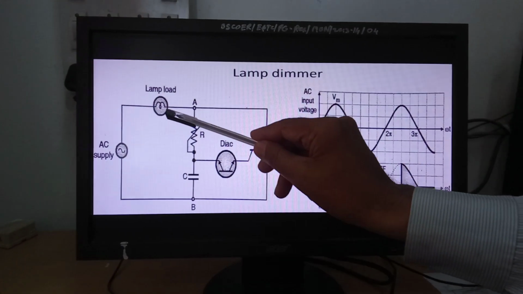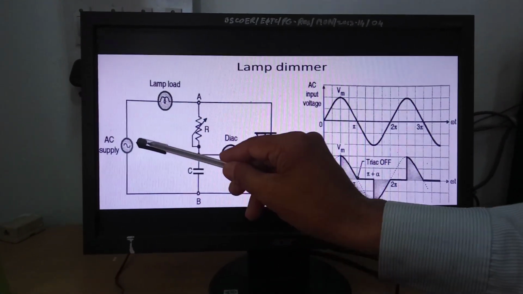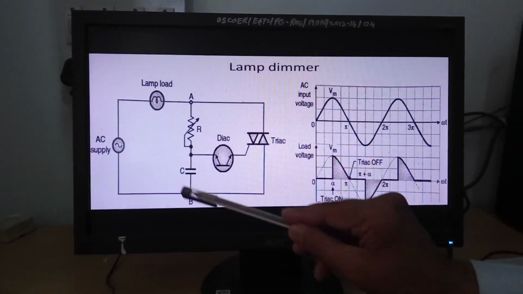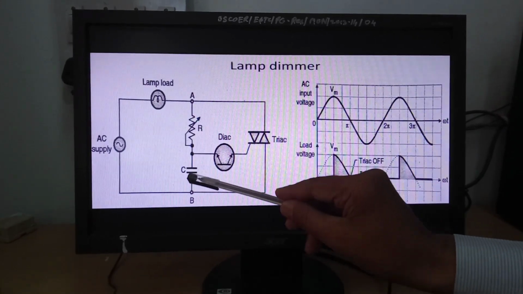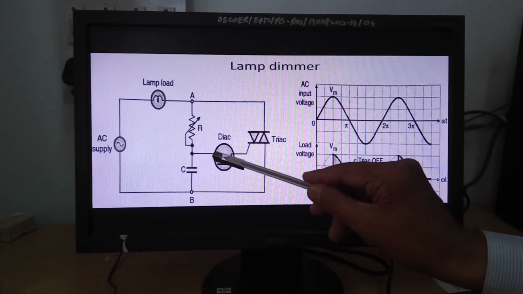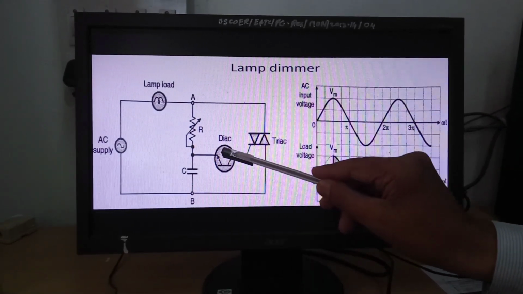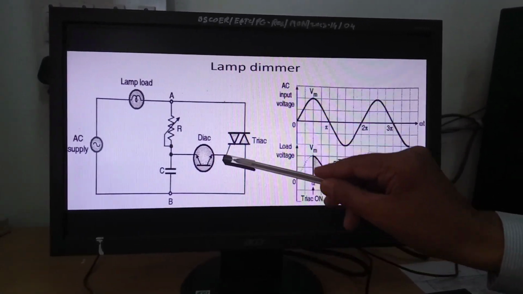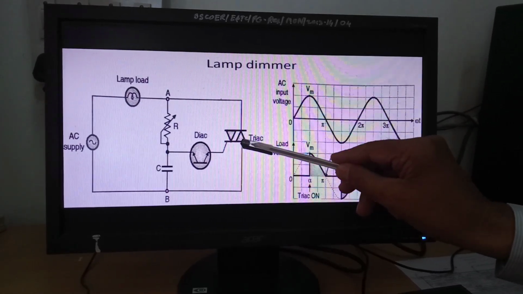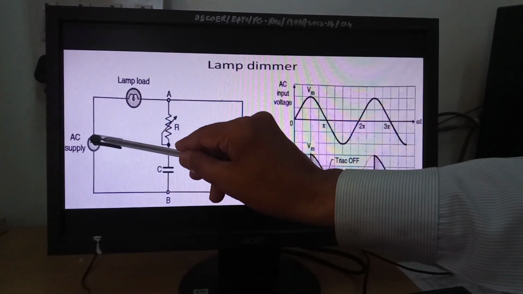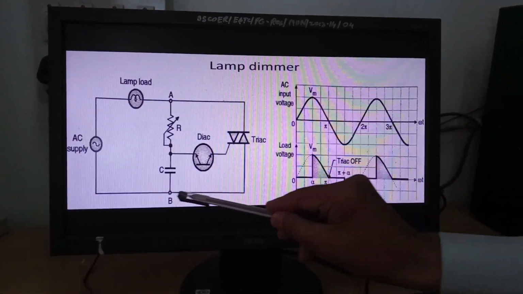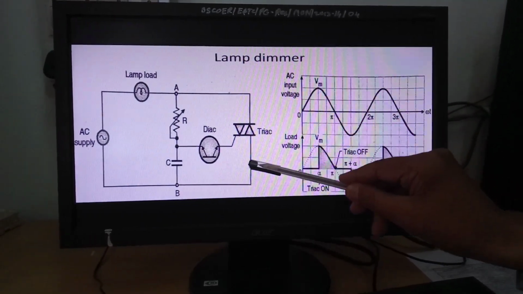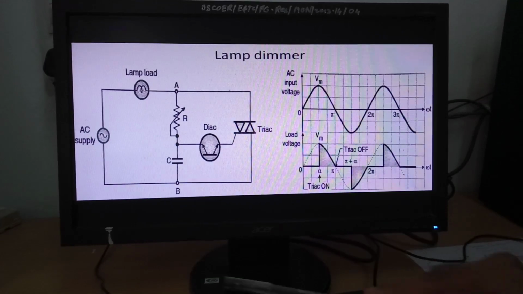A small amount of current will flow through this resistance and capacitance to charge this capacitor with positive to this upper plate and negative to this lower plate. Whenever the voltage on this capacitor becomes equal to the breakover voltage of this DIAC, the DIAC will break. It's a bidirectional device. So the DIAC will break and this capacitor voltage will be connected to the gate of this TRIAC, and this TRIAC will turn on at that particular time, and a heavy load current will flow through this lamp by this path: phase through lamp load, MT1 through TRIAC, MT2 back to neutral of this supply.